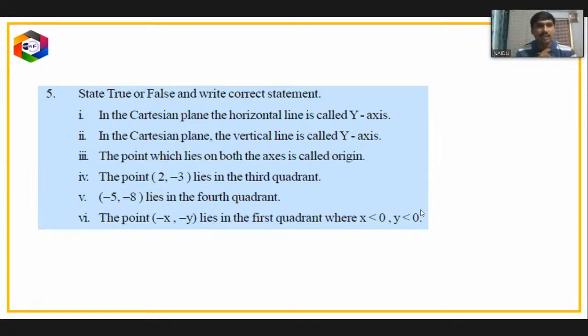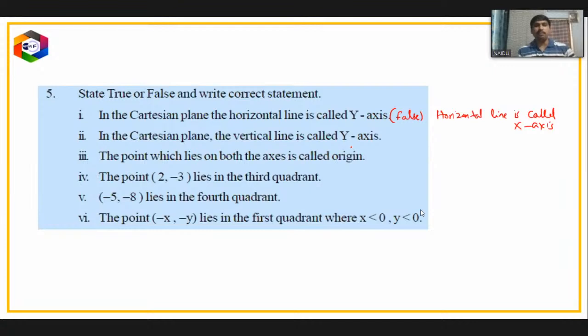Now let us read the first question. In the Cartesian plane, the horizontal line is called the y-axis. As today also we have discussed, in the Cartesian plane, the horizontal line is not called the y-axis. It is called the x-axis. So the answer will be false. So what is it called? The horizontal line is called the x-axis.